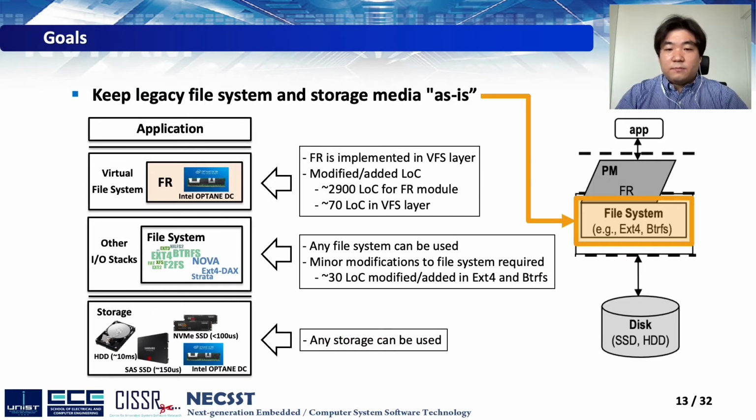Goals are as follows. First of all, our technology can use the existing file system and the existing storage media. FR is implemented in the VFS layer. The implementation for FR does not invade the file system part. This means that any file system can easily use FR. Derivatively, being able to use any file system makes all the media they use available. For applying FR, only about 100 lines of code were modified and added in the VFS and file system layers.